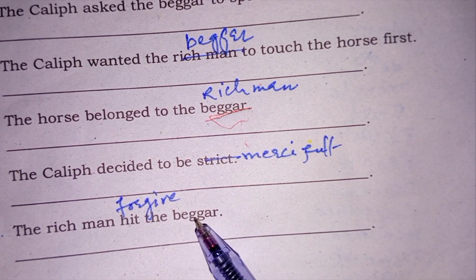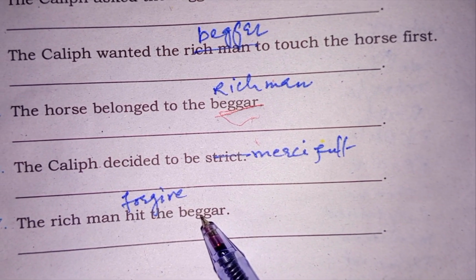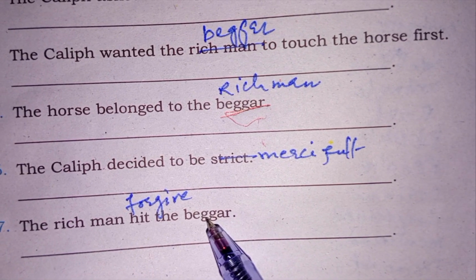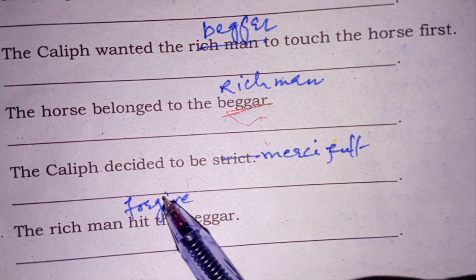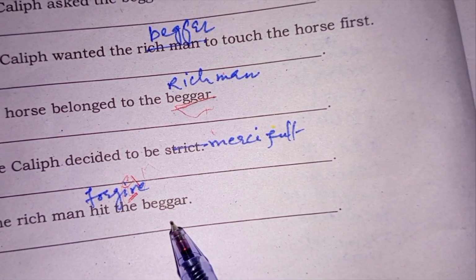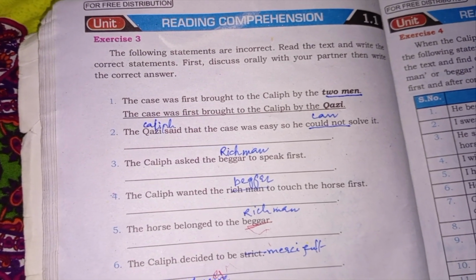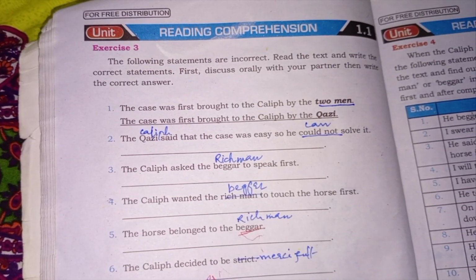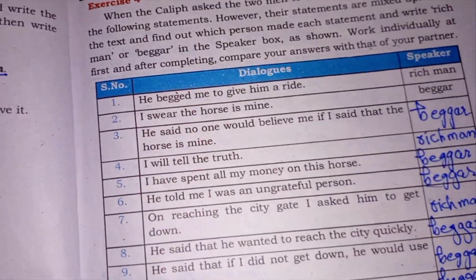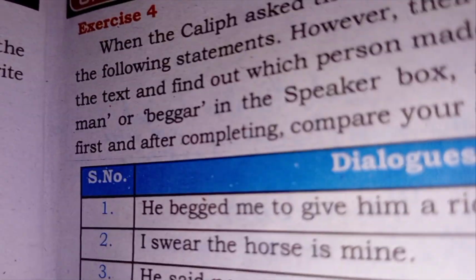The rich man hid the beggar. As in the story, on the second page of the lesson, we have noticed that the rich man forgave the beggar. Instead of forgive, you will put here the second form, past tense. The rich man forgave the beggar. In this way, you will solve exercise number 2 of reading comprehension of unit 1, The Wise Caliph. So let's move to exercise number 3 of The Wise Caliph.